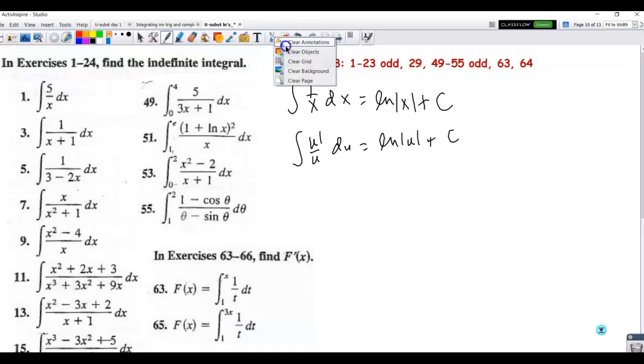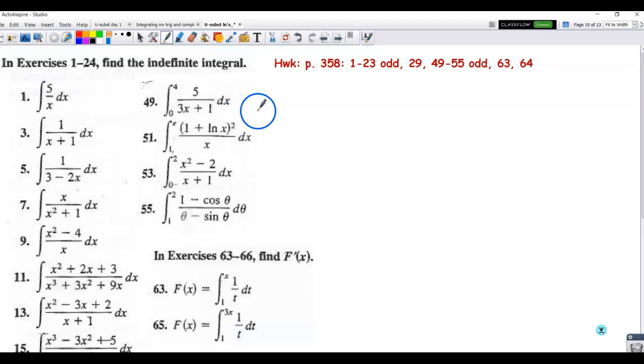So I'm going to get rid of those. And let's begin with number 1, doing the odd problems. Number 1, I don't really need to do any u substitution, so I can bring the coefficient of 5 on the outside by integral properties. And then the antiderivative of 1 over x is ln absolute value of x plus c. Start off with an easy one.